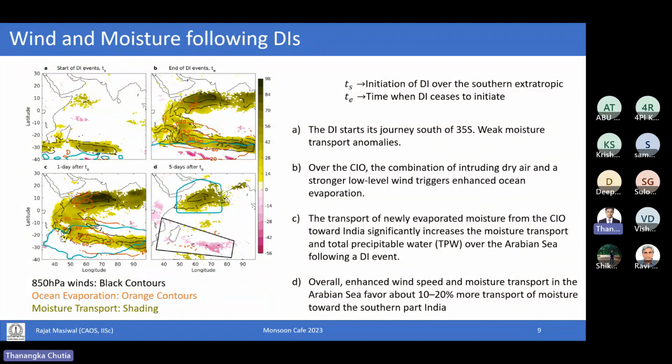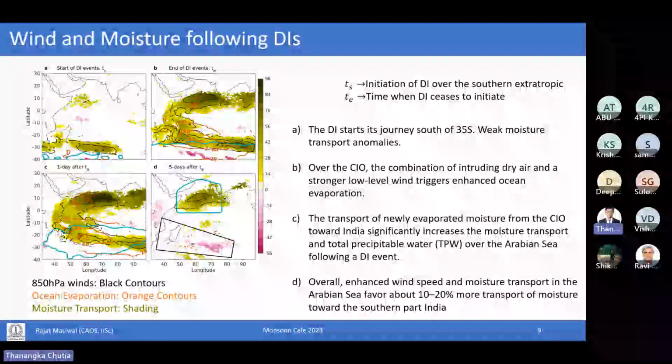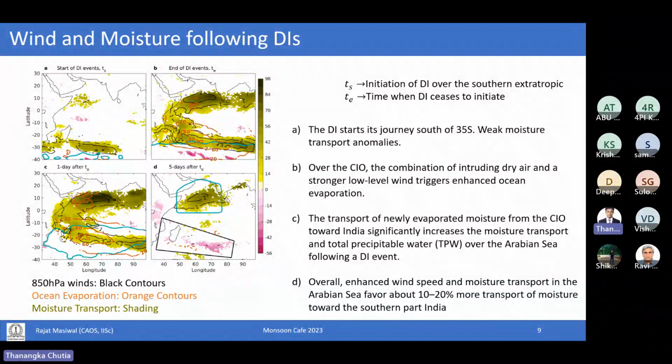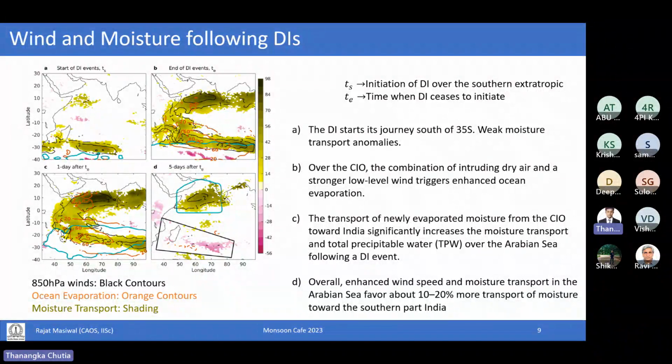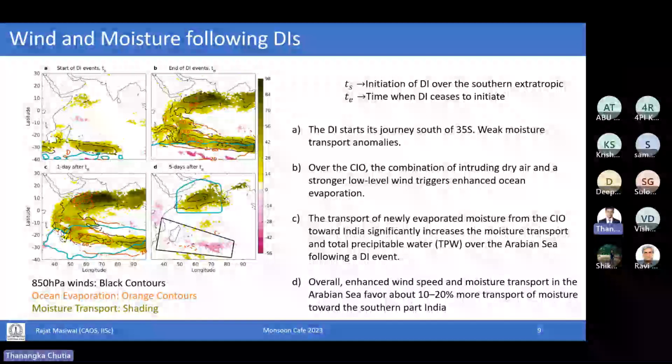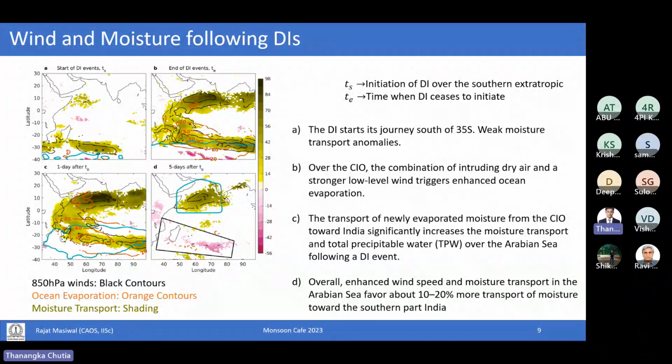And one day after this, we can see the dry intrusions have moved northward. Also, the moisture transport has strengthened and the evaporation has also strengthened. Along with that, the wind anomalies have also picked up. And then 5 days after the ceasing of initiation of DIs, we see this region, the Central Indian Ocean, has now completely become still, and all the action is going on in the Northern Arabian Sea, where you have very strong wind anomalies as well as strong moisture transport. So overall, enhancement of wind speed and moisture transport in the Arabian Sea favors about 10 to 20% more moisture transport towards the southern part of India.